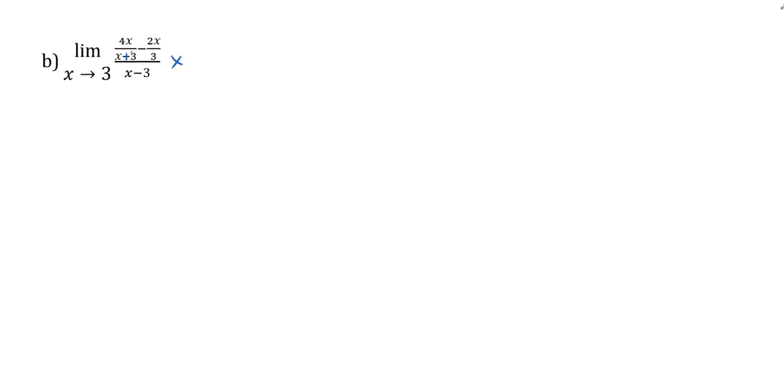So plug in 3 and make sure that you get 0 over 0. I obviously get 0 on the bottom. I get 12 over 6, that's 2. And then 6 over 3, that's 2. So 2 minus 2 on top is 0. So it's 0 over 0. So it does work out. But there's a little typo in there. It's supposed to be x plus 3. Okay, so I multiply by 3 times (x plus 3) over 3 times (x plus 3).